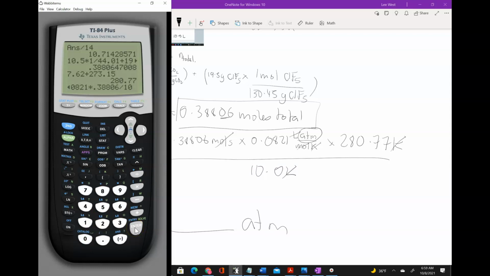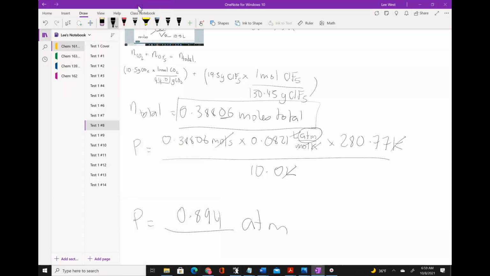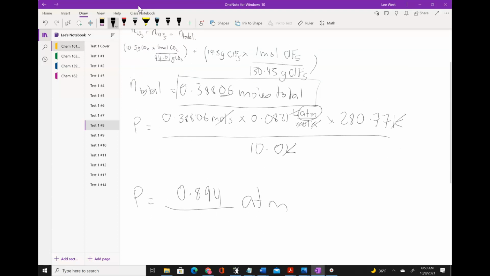Okay, here we go. 0.894. What I was going to say, I'll explain now, is that 1 mole of gas at ordinary pressures and ordinary temperatures has a volume of about 20 liters. So 0.4 of a mole at 10 liters tells me I'm around ordinary atmospheric pressure, is what I was thinking here.